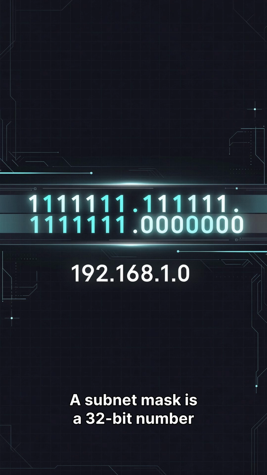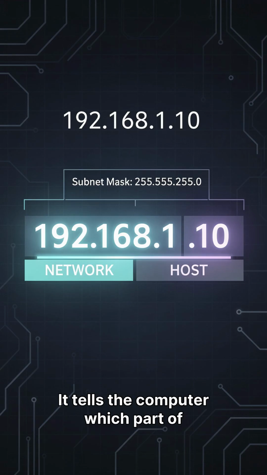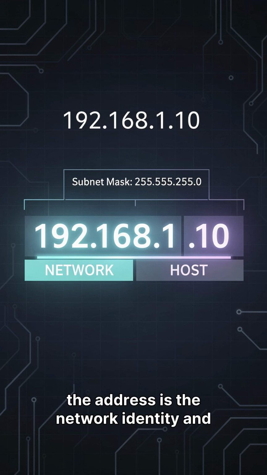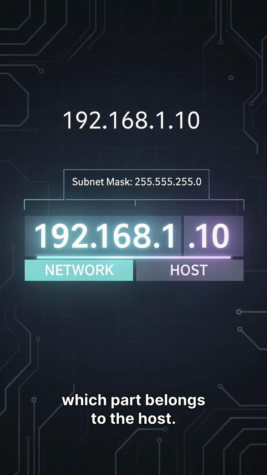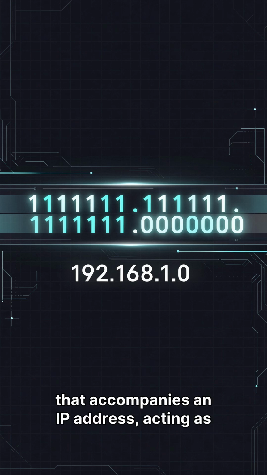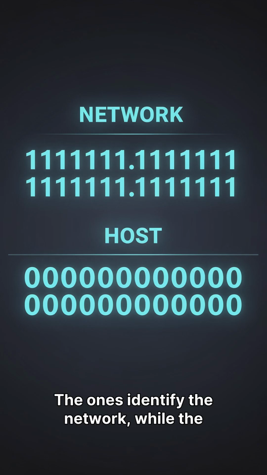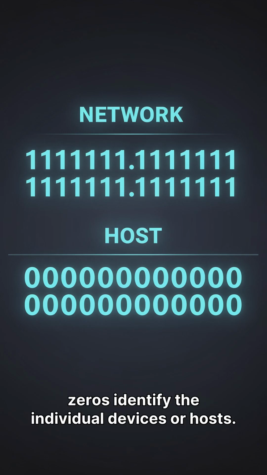A subnet mask is a 32-bit number that accompanies an IP address, acting as a filter. It tells the computer which part of the address is the network identity and which part belongs to the host. The ones identify the network, while the zeros identify the individual devices or hosts.